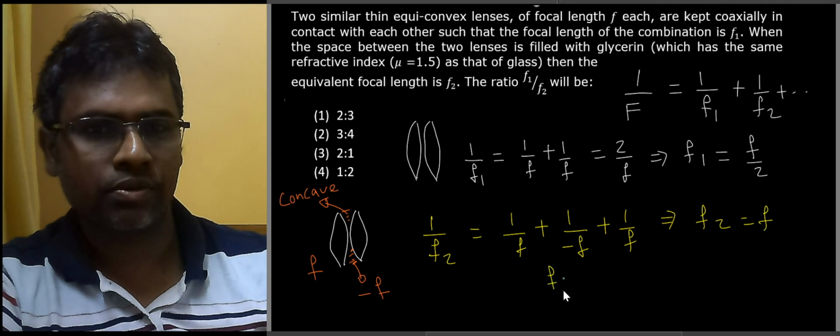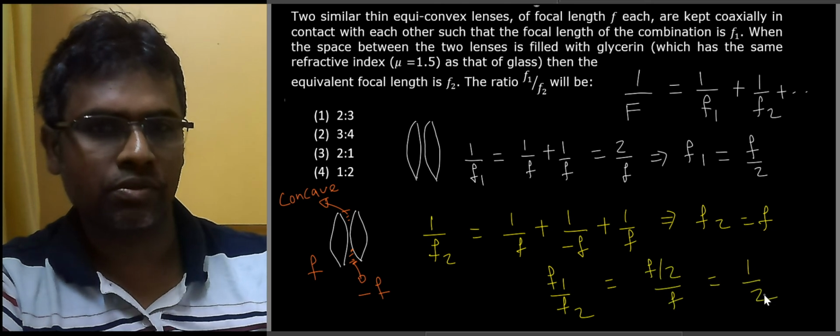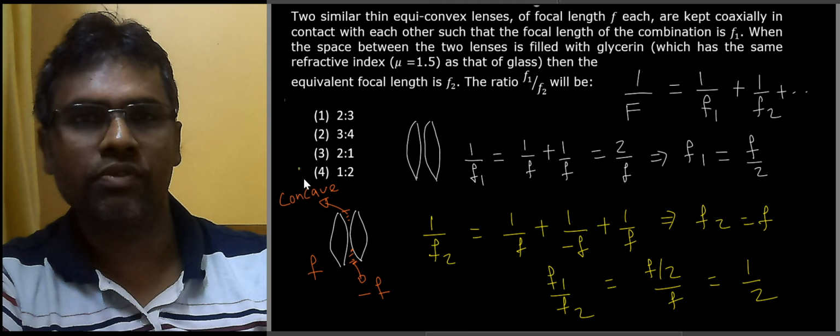So if you take the ratio f1 over f2, you should get f by 2 by f. So that is 1:2. So the correct answer is 1:2.